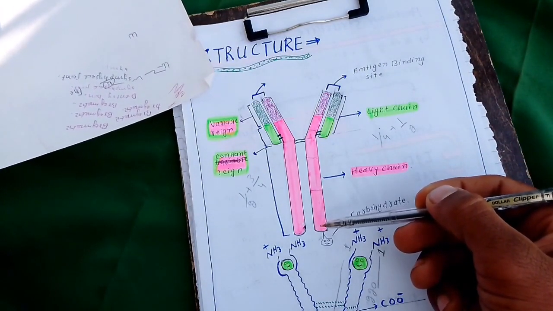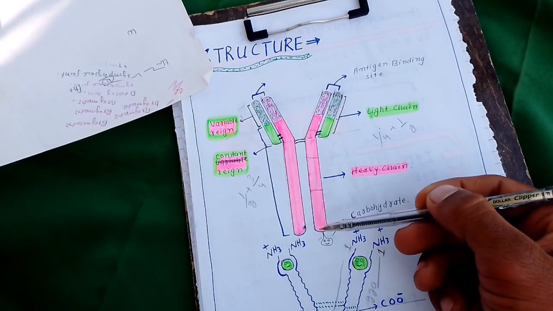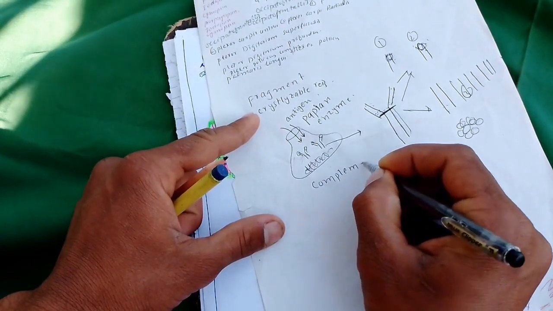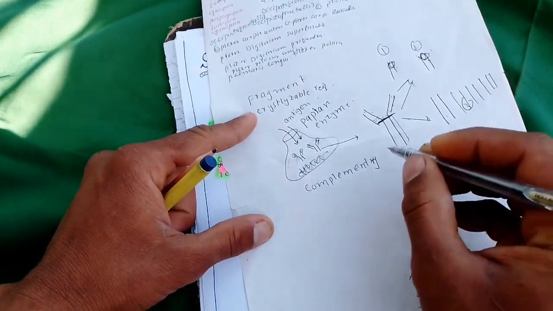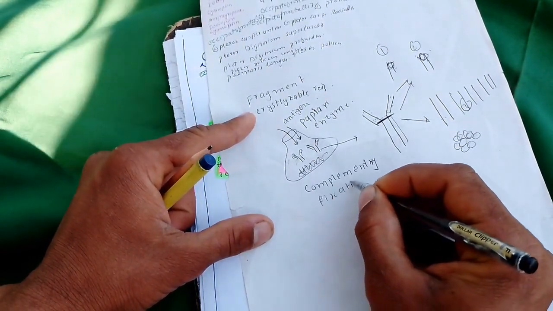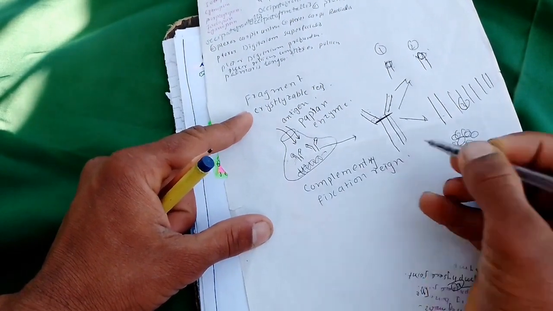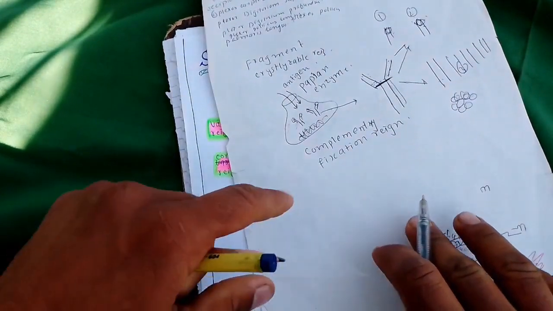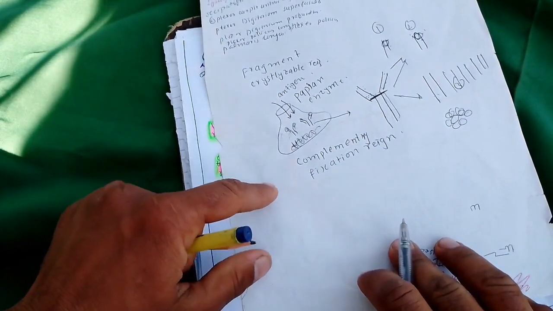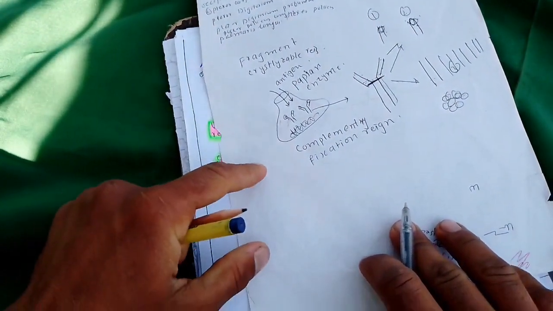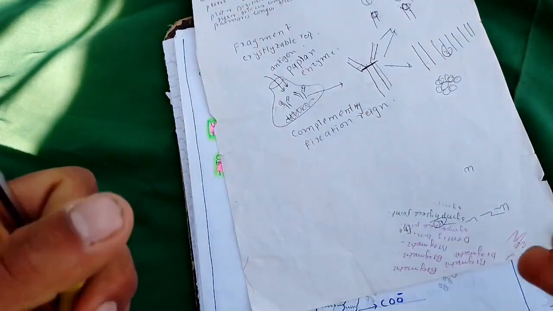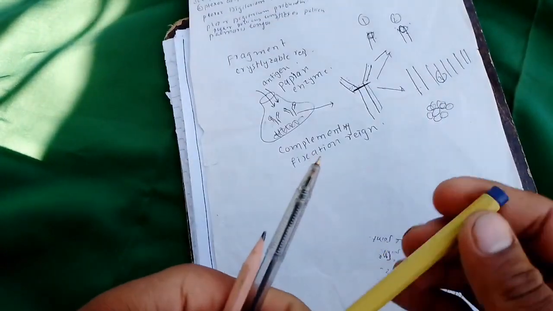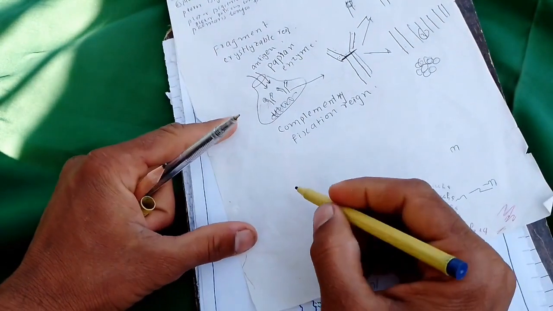This region is also called the complementary fixation region, because this region starts the complementary system. I am not going into detail on the complementary system because I have already uploaded a detailed lecture on it, but I am just giving a simple idea.